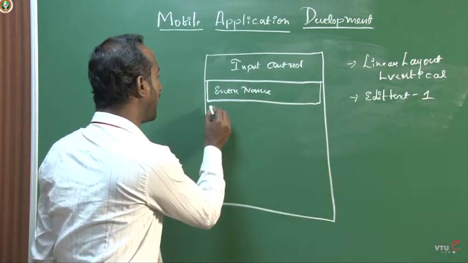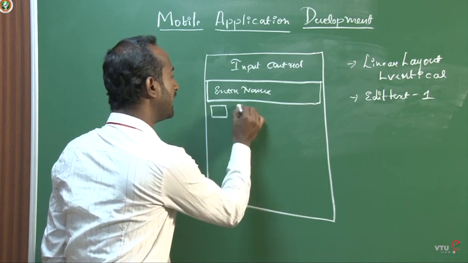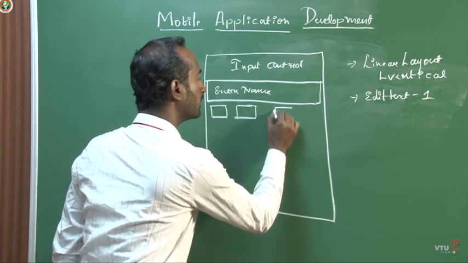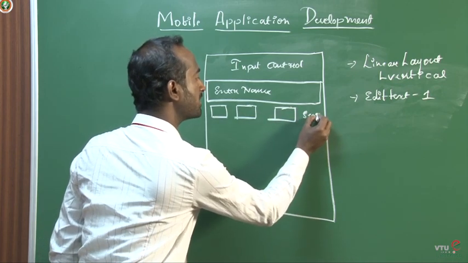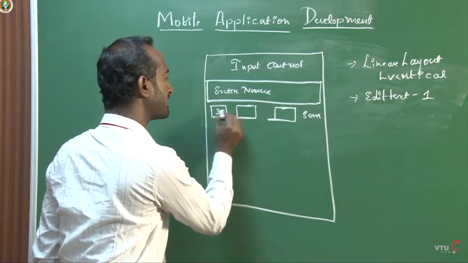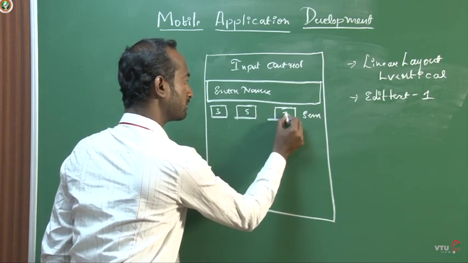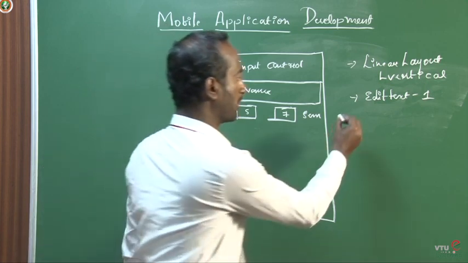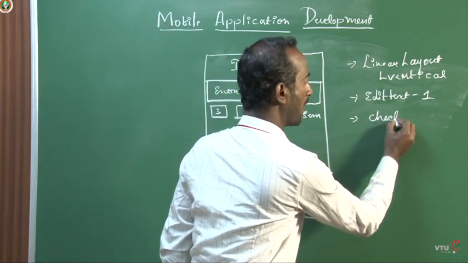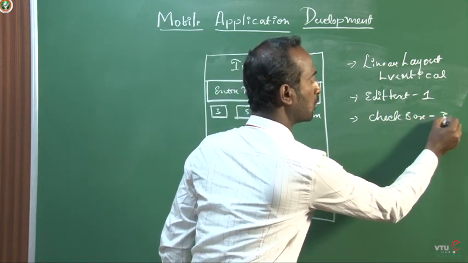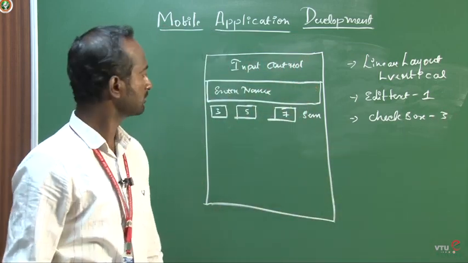Next, I'm going to place three checkboxes to select the semester. If a user selects this one, this is third semester, fifth, and seventh. So I'm going to provide three checkboxes to read the semester.